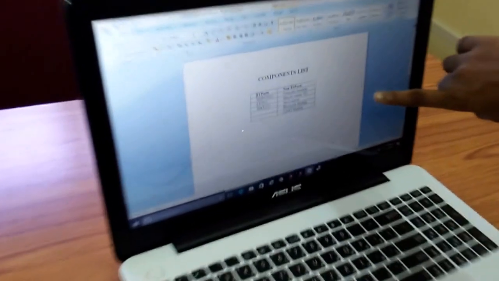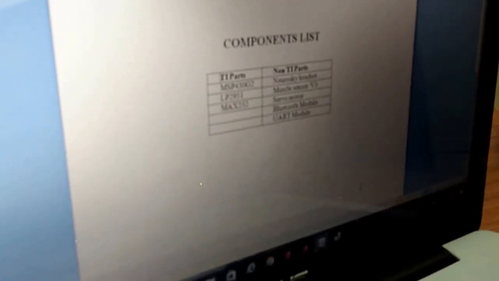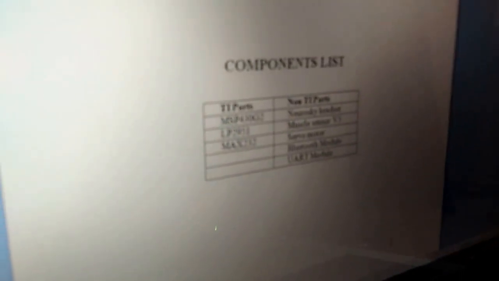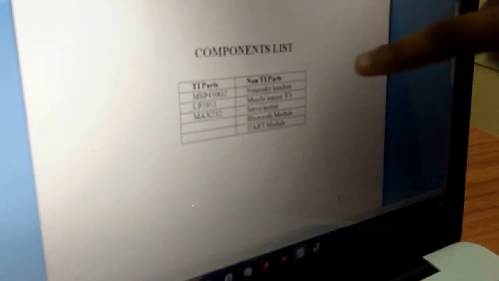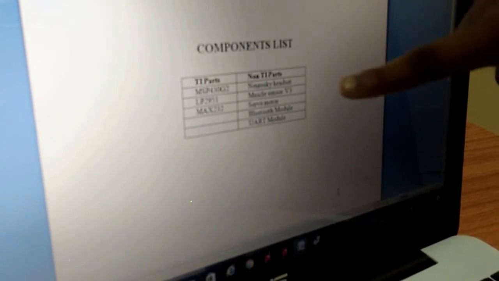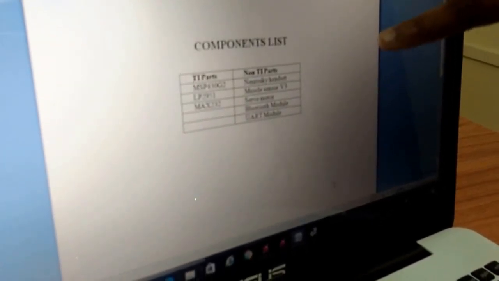This is the components list. We are using the TI parts MSP430G2, the LP2951 as a voltage regulator, and the MAX232. The non-TI parts are the NeuroSky headset for brain signal capturing, and the Muscle Sensor Kit V3, used for capturing the muscle movements. A servo motor is used for the motor rotation. A Bluetooth module and a UART module are used for communication between the prototype and the computer.